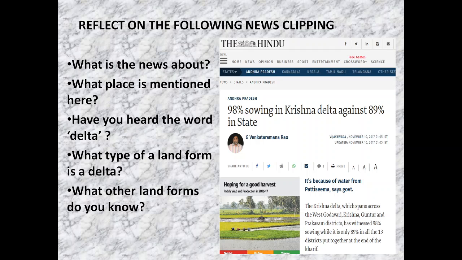So the class begins with a newspaper clipping. After presenting the newspaper clipping, the brainstorming takes place by using the following questions. What is the news about? What place is mentioned here? Have you heard the word delta? What type of a landform is a delta? What other landforms do you know? So after the discussions through brainstorming, children will come out with different landforms and terms related to landforms. And this will make the children recollect their prior knowledge related to landforms.